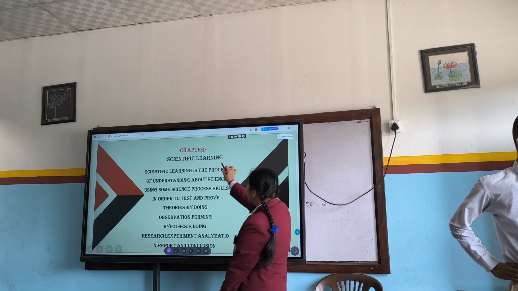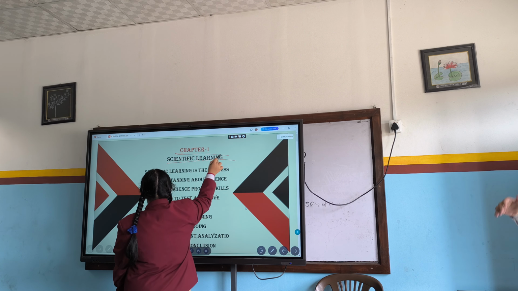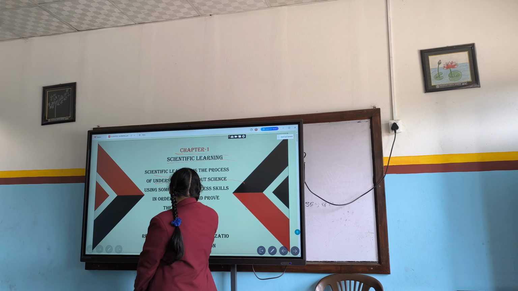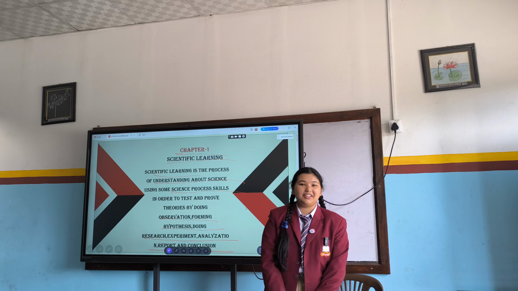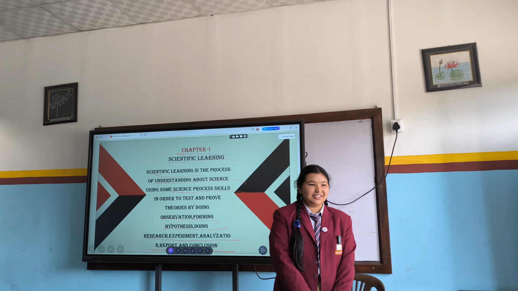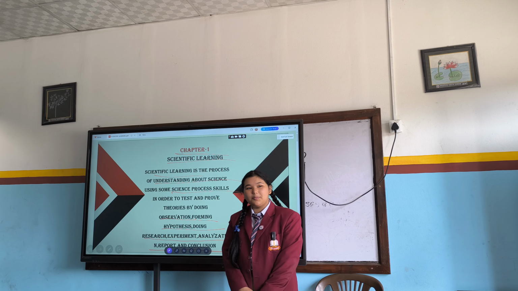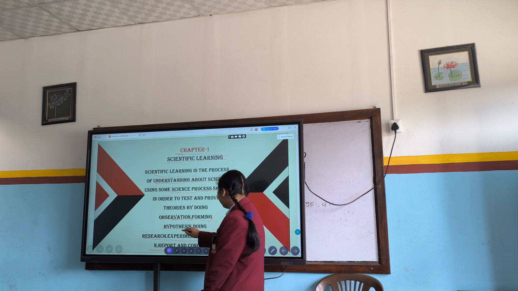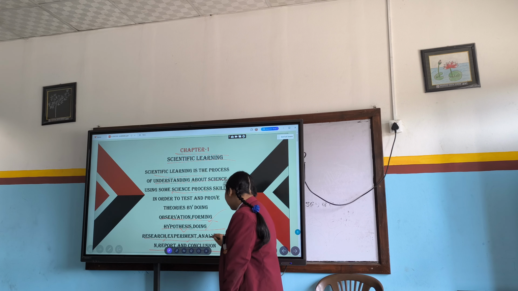Namaskar and Scientific Learning Chapter 1. Scientific learning is the process of understanding about science using some science processes in order to test and prove theories by doing observations, forming hypotheses, doing research, experiment, analyzation, and report and conclusion. So, scientific learning is a process of acquiring knowledge through different types of process like observation, forming hypothesis, doing research, experiment, analyzation, etc.